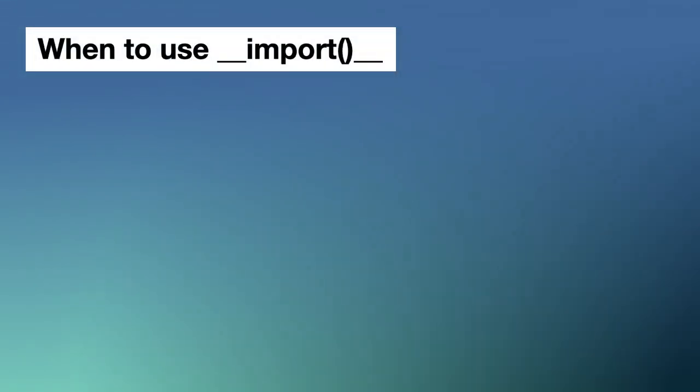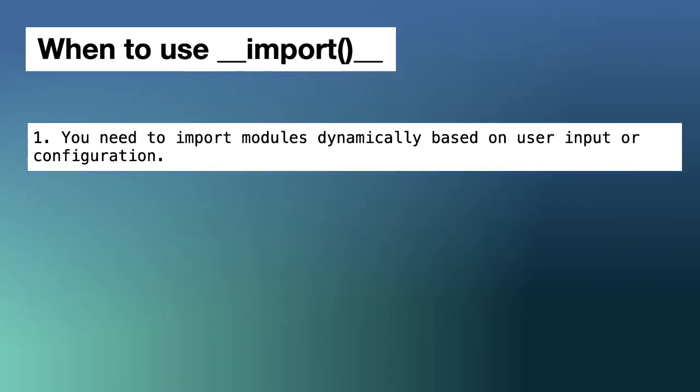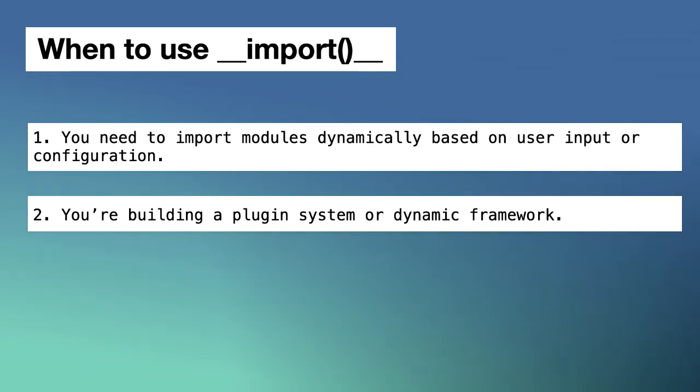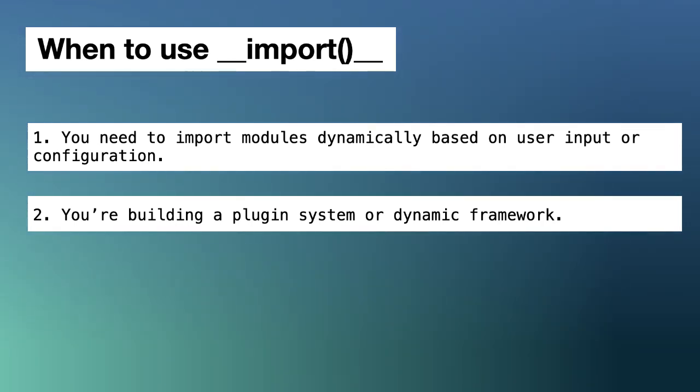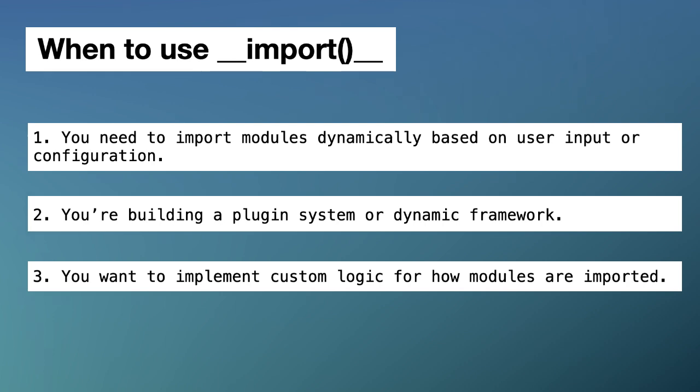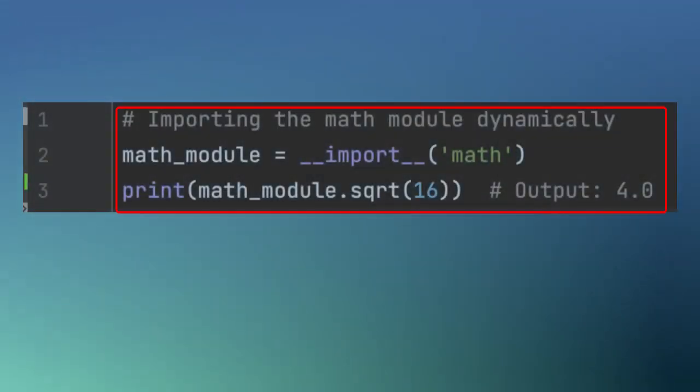You'd use the __import__ function when you need to import modules dynamically based on user input or configuration, when you're building a plugin system or a dynamic framework, and when you want to implement custom logic for how modules are imported. Let's start with a simple example.